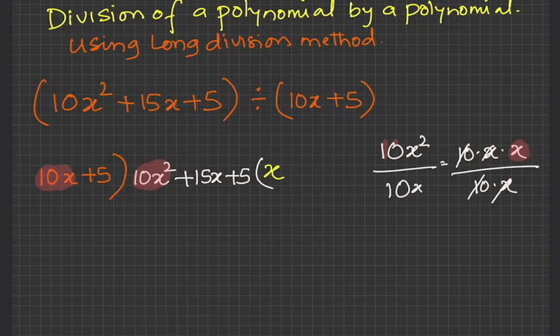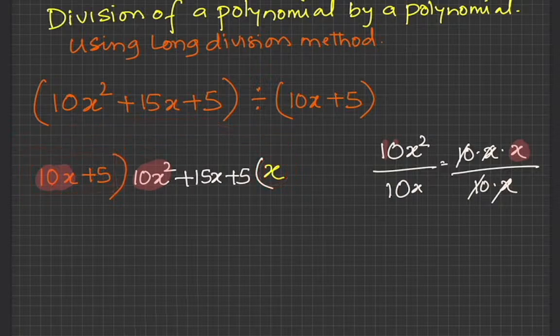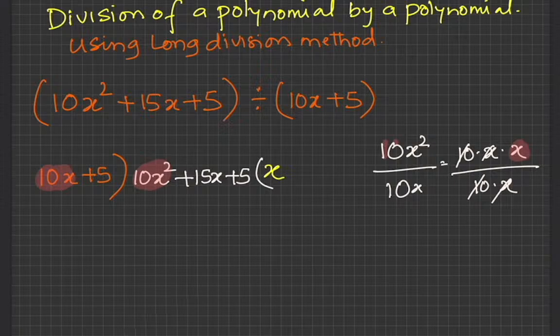So now I'm going to multiply x. That is what we generally do in division. So we multiply, this is the factor, and we're going to multiply this with this one. So what is it that I have got here? 10x plus 5 times x, right? So 10x times x is 10x squared. And then 5 times x will give me 5x. Yeah, and this has to be subtracted.